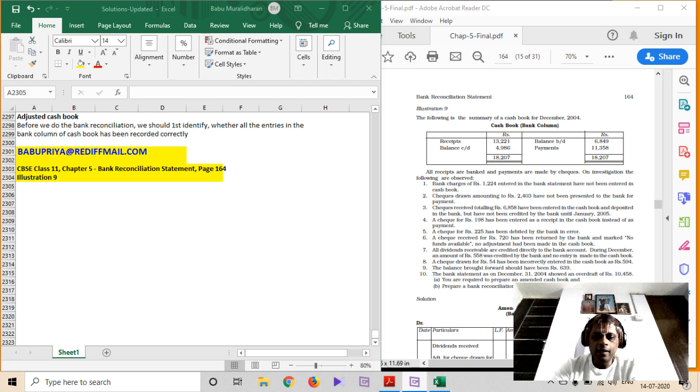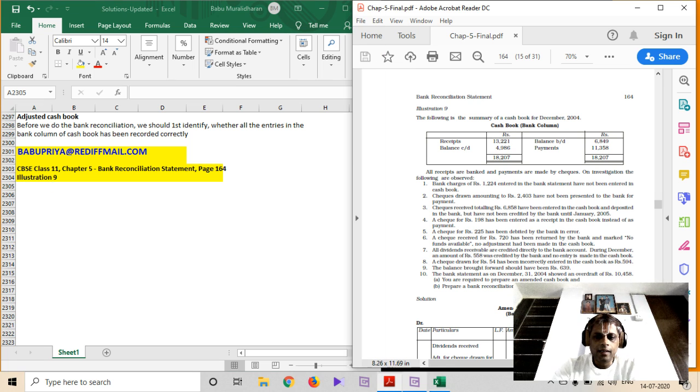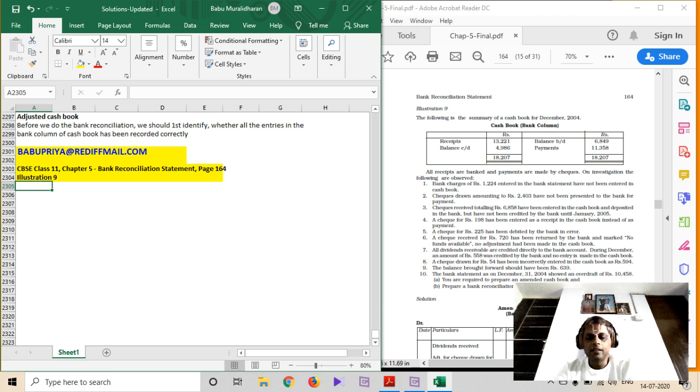Let's continue with the bank reconciliations. And we are in illustration 9, chapter 5, page 164, bank reconciliation statement, class 11 book. So we'll try to complete the bank reconciliations over this week, and then we have to take out the trial balance next week. And also, we have to cover certain chapters in CMA Foundation and CA Foundation as well.